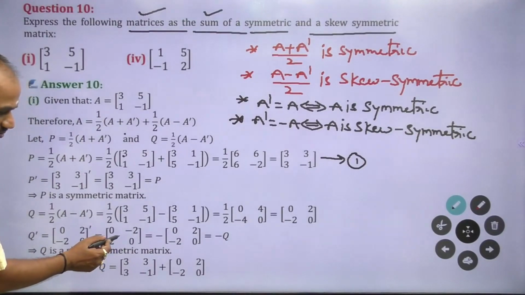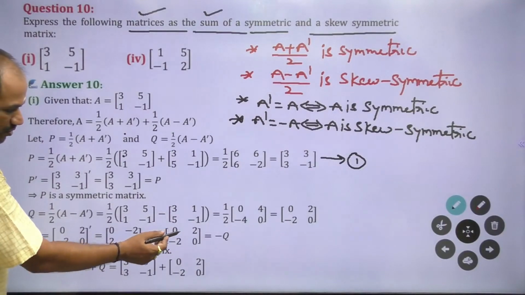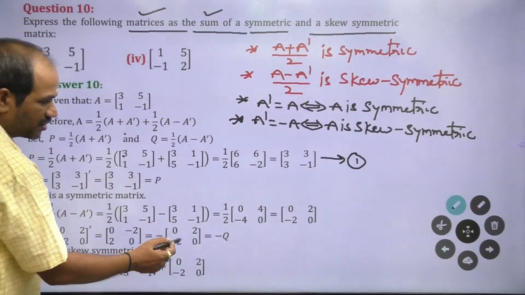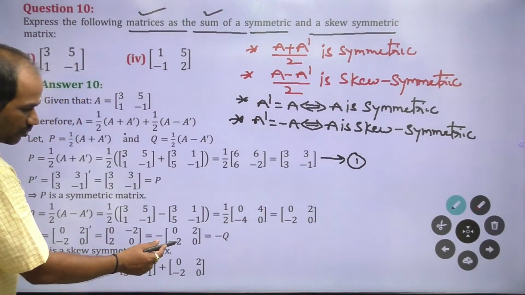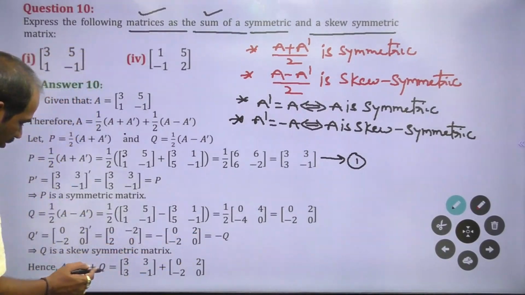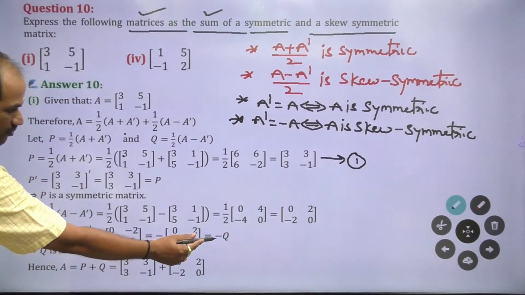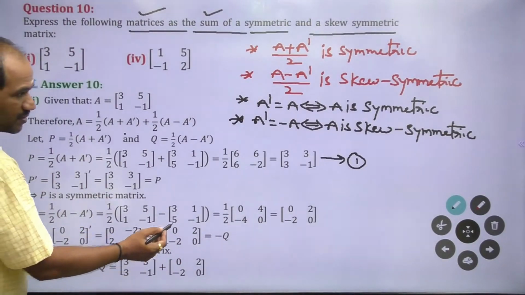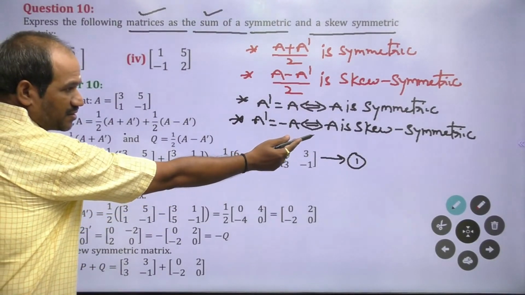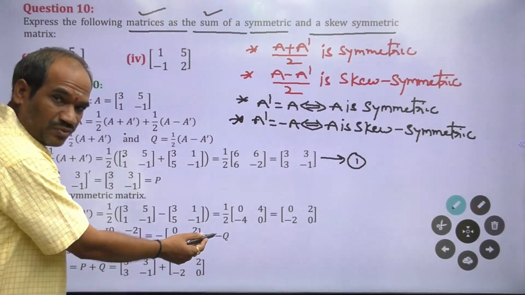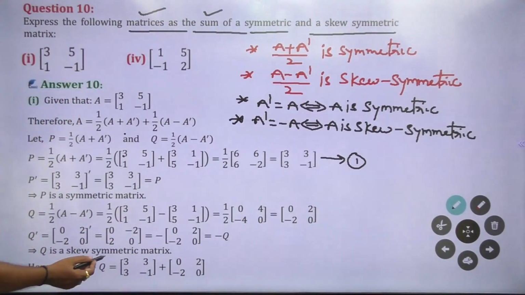In this matrix, minus is common: minus common 0, minus common 2, minus common another minus, and the remaining 0. Compare this: this total matrix is Q, so here it is minus Q. So Q dash is equal to minus Q. Therefore Q is a skew symmetric matrix, since A dash is equal to minus A for a skew symmetric matrix.